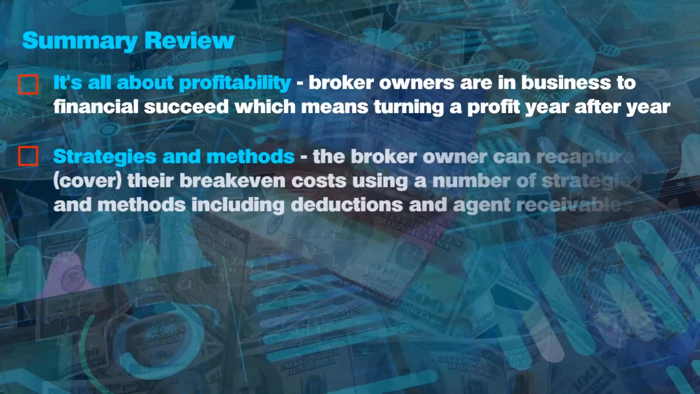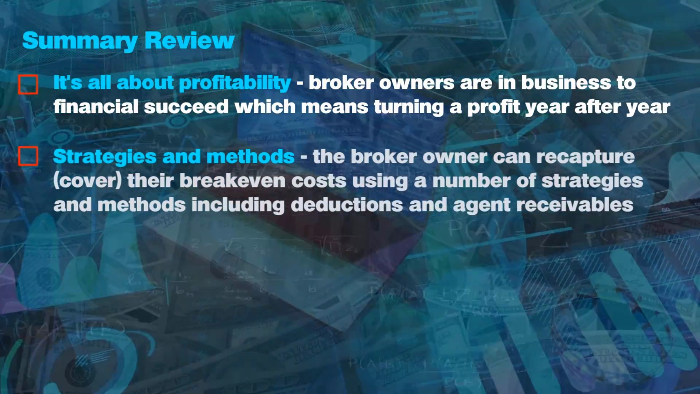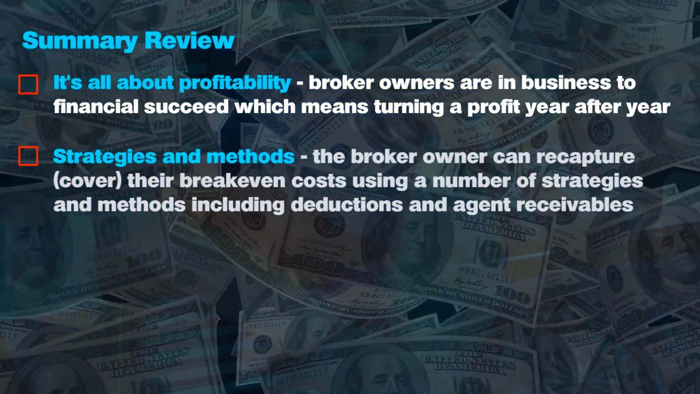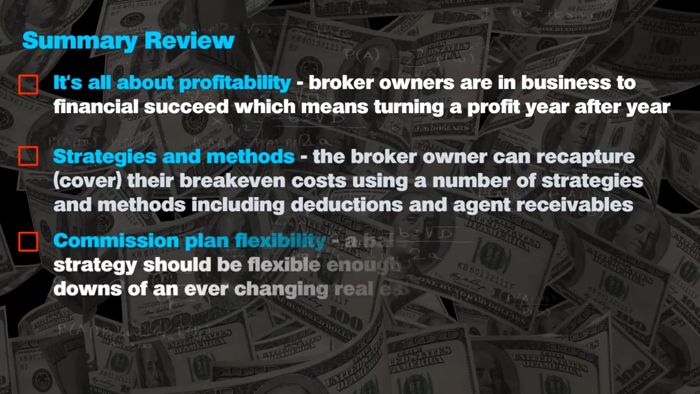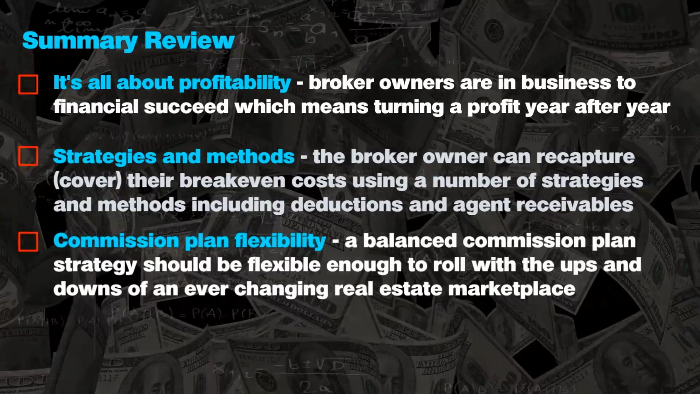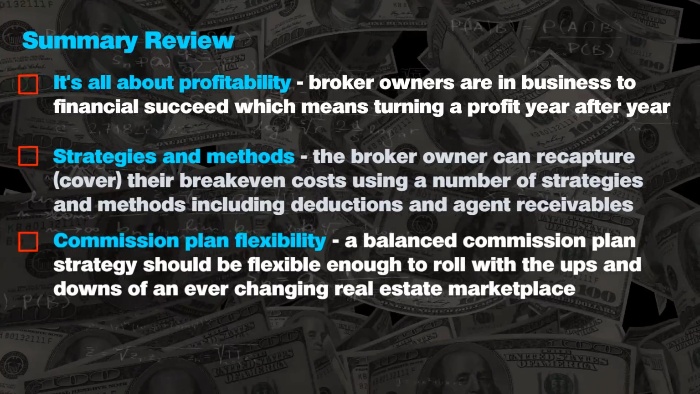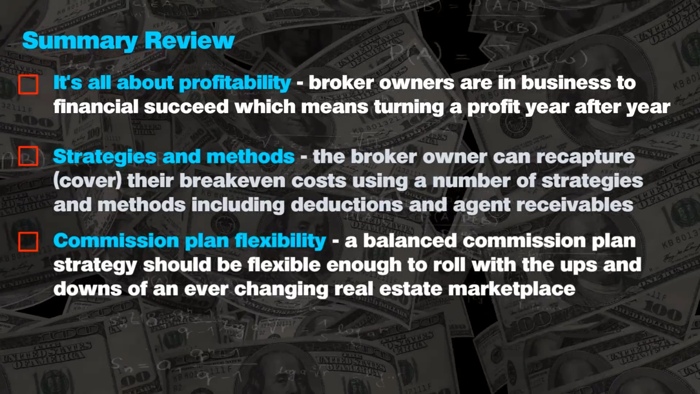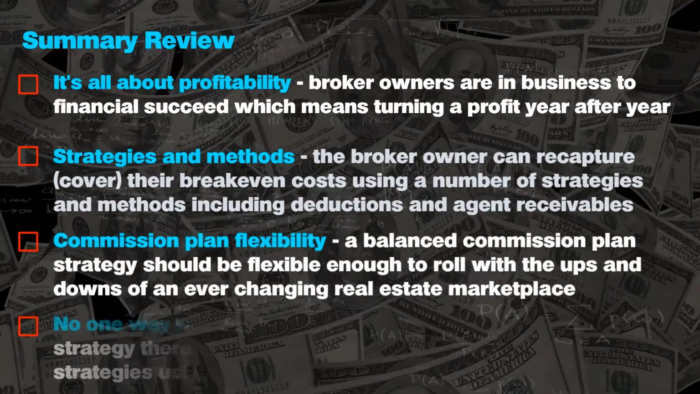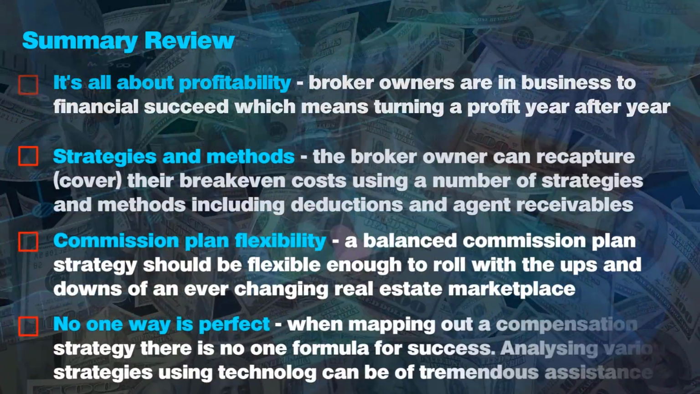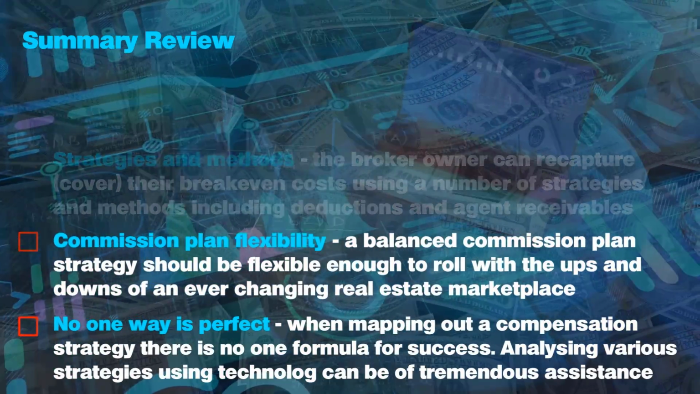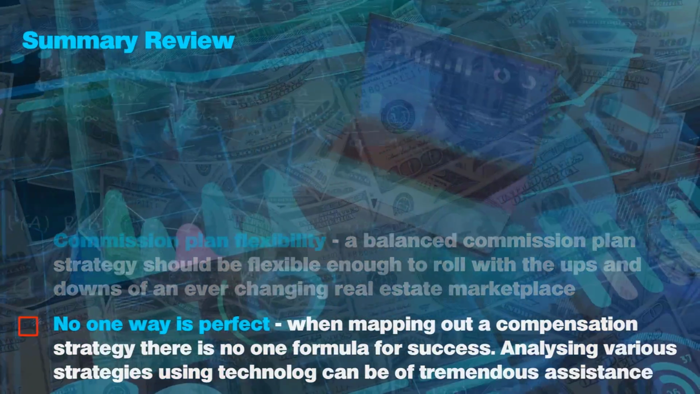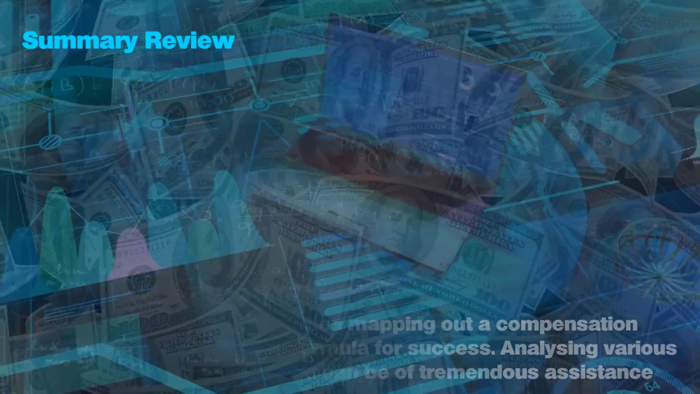Strategies and methods. The broker owner can recapture their break-even costs using a number of strategies and methods, including deductions and agent receivables. Commission plan flexibility. A balanced commission plan strategy should be flexible enough to roll with the ups and downs of the ever-changing real estate marketplace. No one way is perfect. When mapping out a compensation strategy, there is no one formula for success. Analyzing various strategies using technology can be of tremendous assistance.